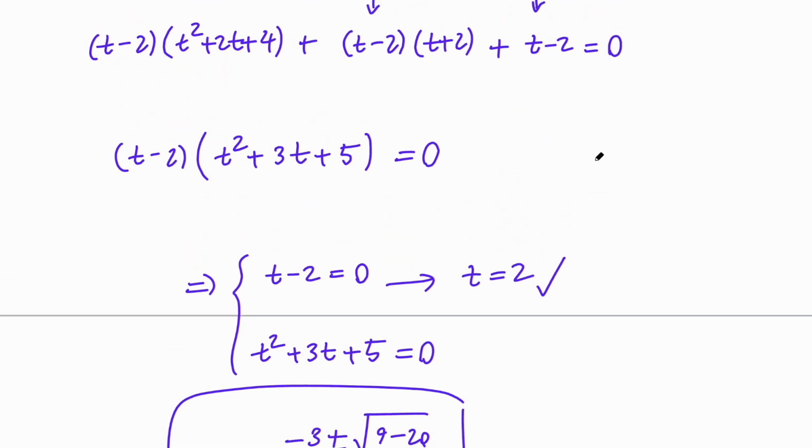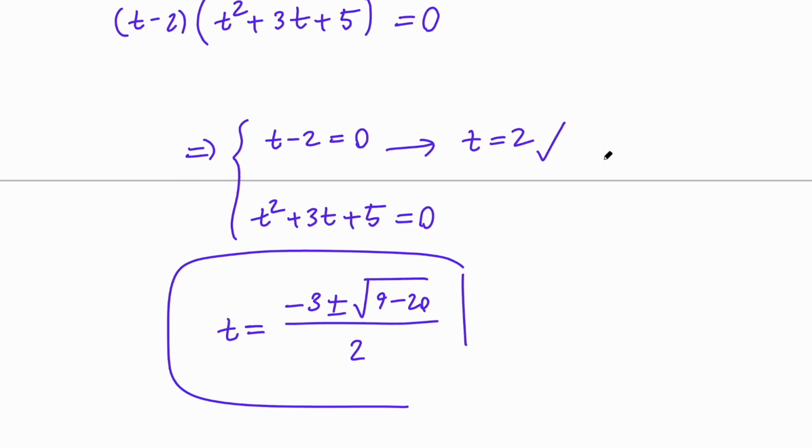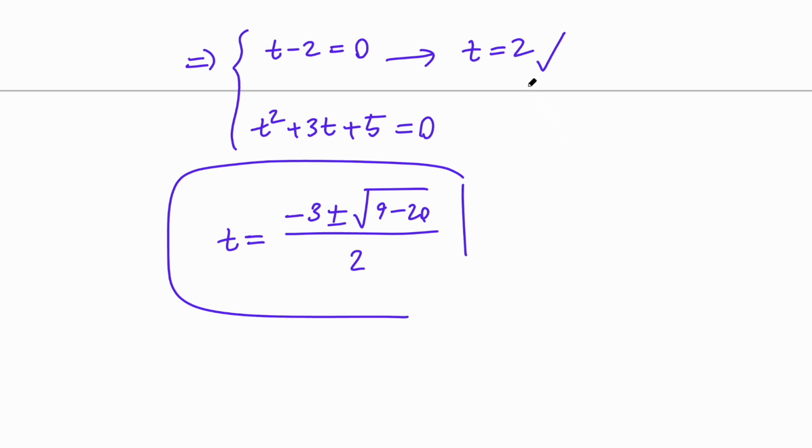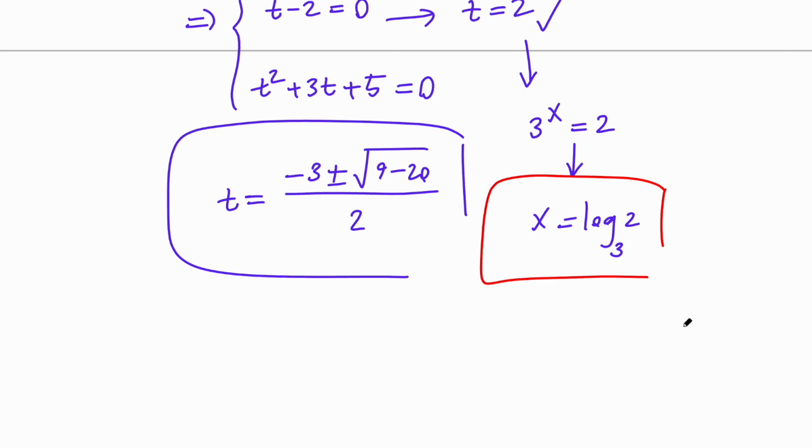But remember that t is 3 to the x, so if t is 2, that means that 3 to the x equals 2, and that means that x is log 2 with base 3. So the only solution of our equation is this one, x equals log 2 with base 3.